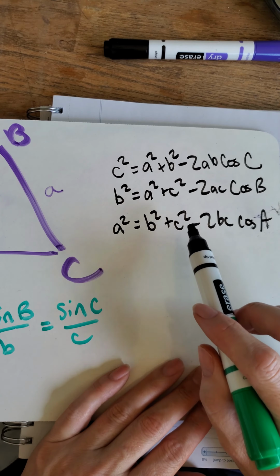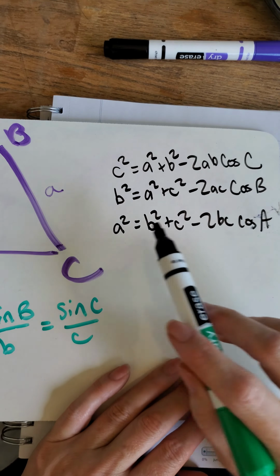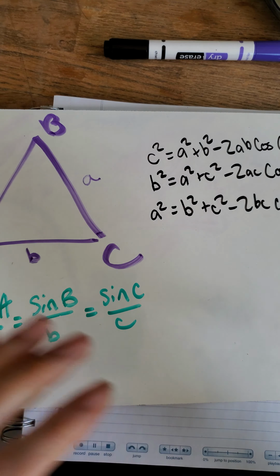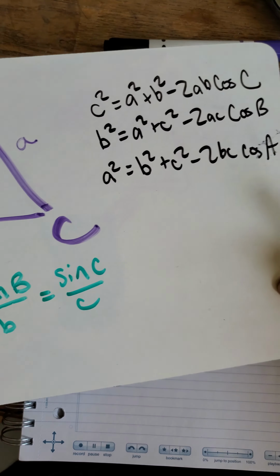Now, once we've done that, to find everything else I would then switch right back to using law of sines because it's just a lot easier. So this is just a little formula sheet. So we have all of our formulas.